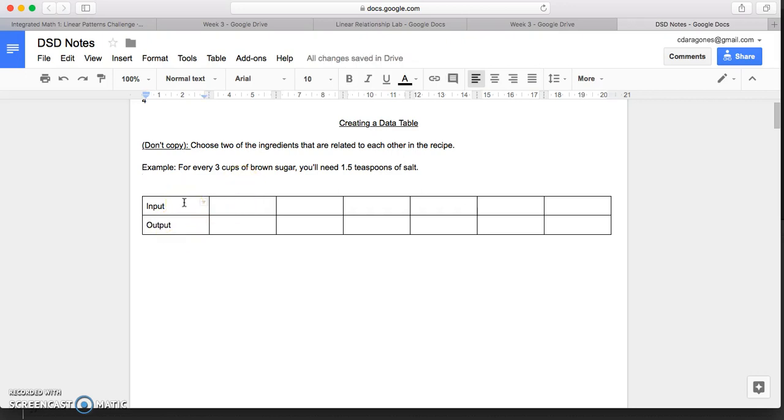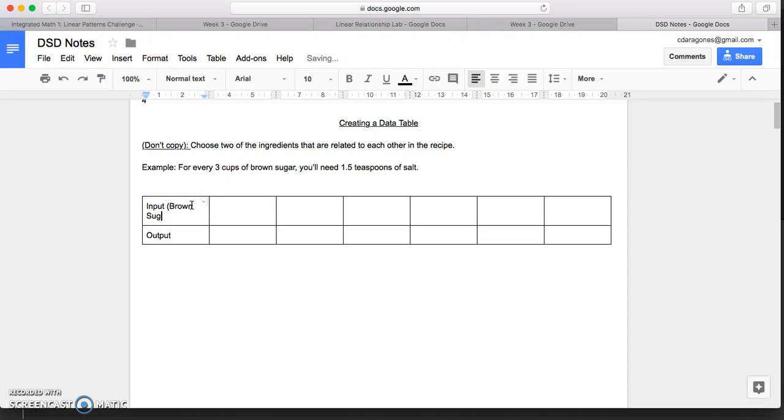So for whatever you chose, your input is the ingredient that comes "for every" amount. In my case, it's brown sugar. For every 3 cups of brown sugar, I get something out of it. That's my output. In this case, for every input, I get salt. So for every 3 cups of my brown sugar, I get an output of 1.5 teaspoons of salt. So for your table, go ahead and write down what your input ingredient was and then your output ingredient.